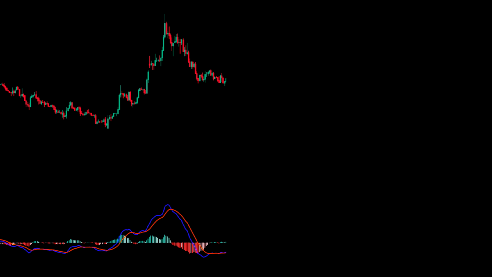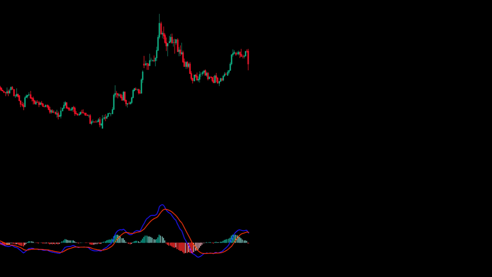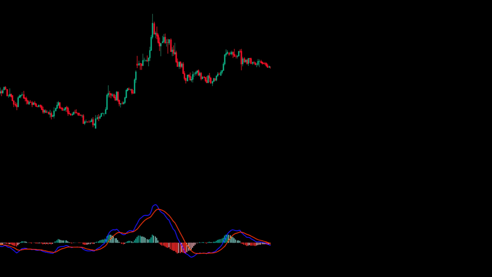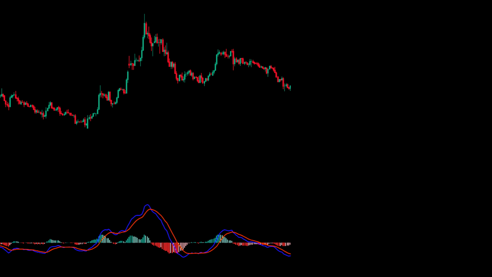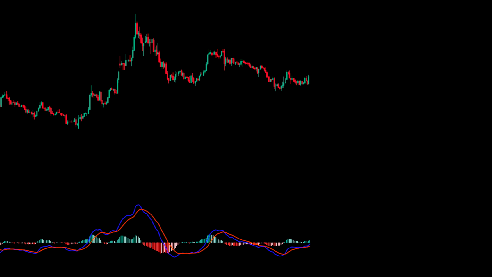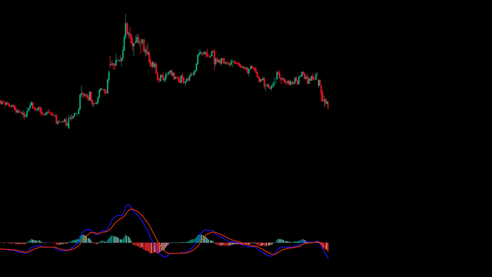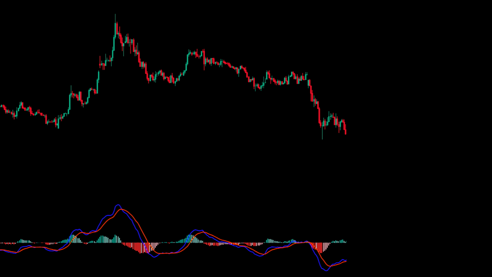But, and this is the part most people miss, you only want to take a long trade when those lines cross upward below the zero line. If they cross above the zero line, you skip it. Same rule applies to shorts. You only enter short if the lines cross downward above the zero line.